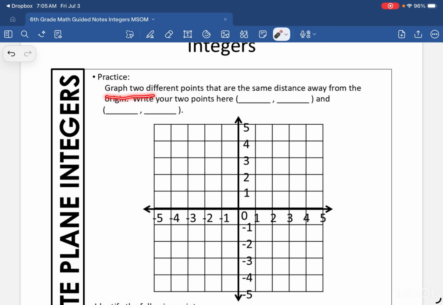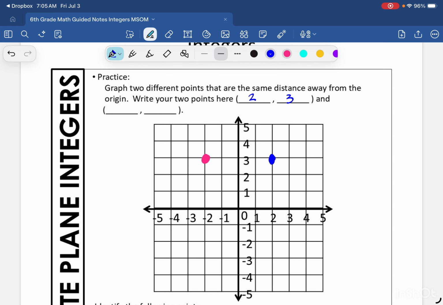Practice. Graph two different points that are the same distance away from the origin. Write your 2 points here. All right, so let's graph this point right here. So that point will be 2 over 2 up 3. And now let's go this other direction. Let's go over 2 up 3 again, but we'll go to the left. So we'll graph this point and this point. My blue point is the point 2, 3. My pink point is the point negative 2, 3.